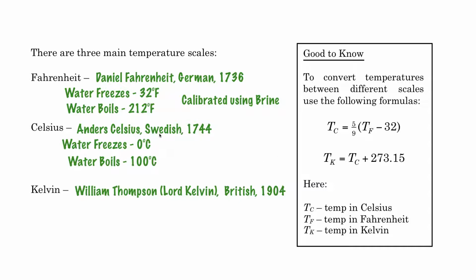And I should mention that even though I said they use Fahrenheit in the United States, most scientists in the United States wouldn't use Fahrenheit. They'd probably use Celsius. In fact, most of the scientific world either uses Celsius or this temperature scale called the Kelvin temperature scale. And William Thomson, who was given the title Lord Kelvin, was British, and this is 1904, so quite a number of years later.